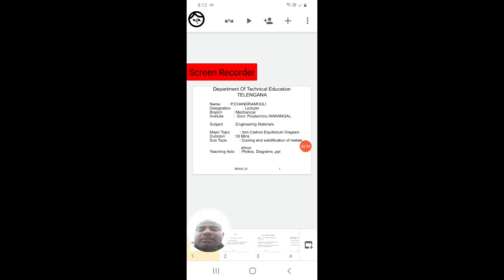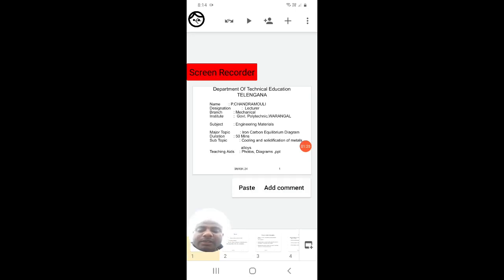With the help of PPTs, animations, photos and diagrams, we will see what the special property of iron is. Iron carbon alloying is interstitial solid solution alloying, where vacancy positions are available. So we will do the interstitial solid solution alloying.